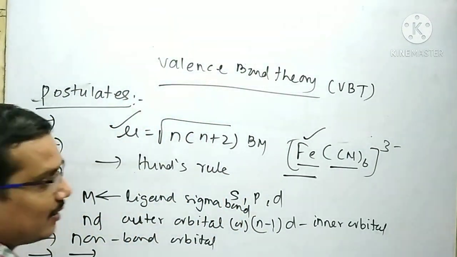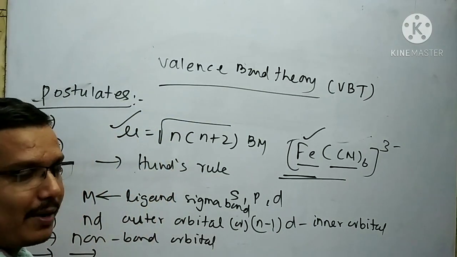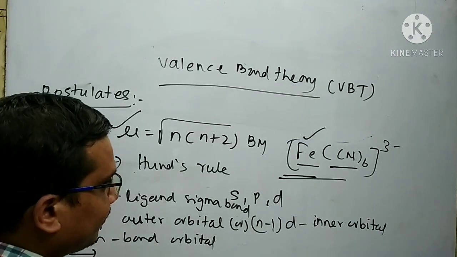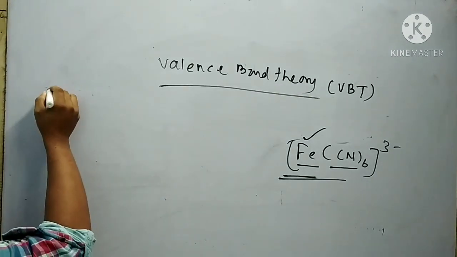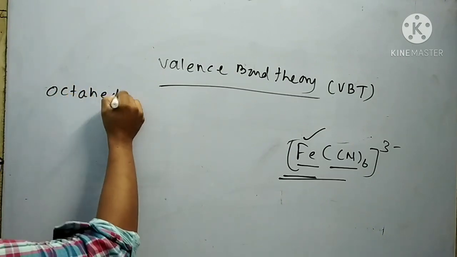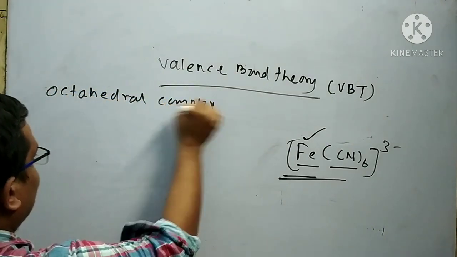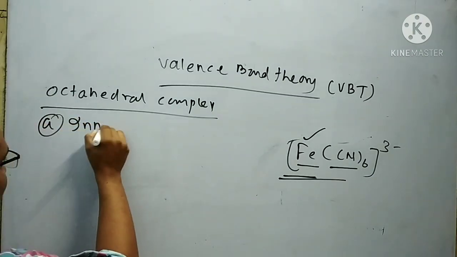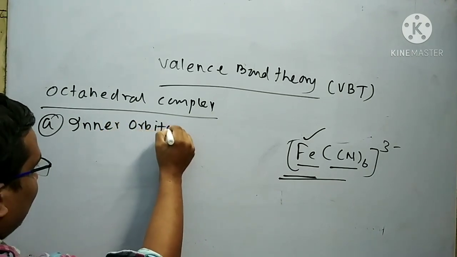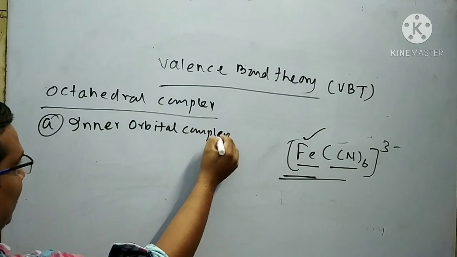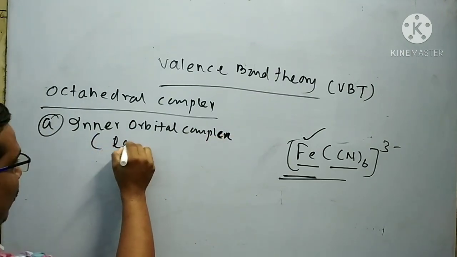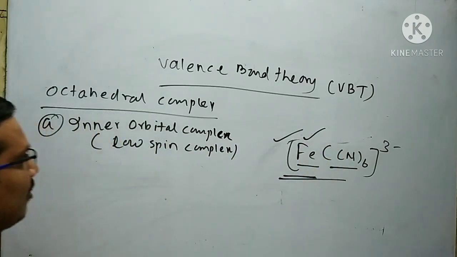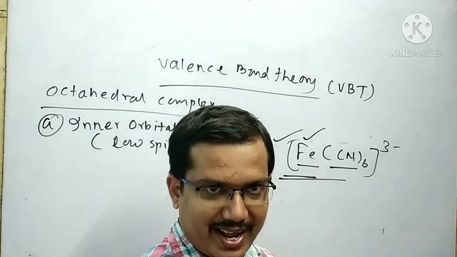Now I will explain the shape of this complex ion with the help of the postulates of Valency Bond Theory. Let me explain the shape of an octahedral complex. There are two types of octahedral complex. One is the inner orbital complex. It is generally considered a low spin complex. This is an example of an inner orbital complex.